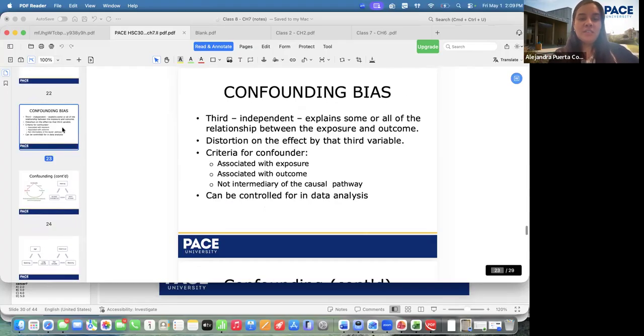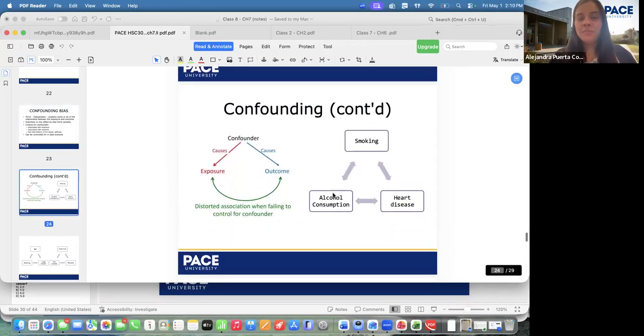Okay, confounders. It's a third independent variable that will explain some or all of the relationship between the exposure and the outcome. So it can distort the effect, right? What are the criteria? This has to be present for a confounder to be there. It's associated with the exposure, it's associated with the outcome, but it's not an intermediary of the causal pathway, okay? And it can be controlled for in data analysis.